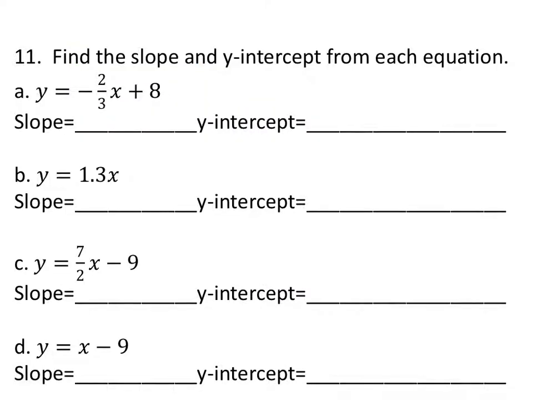Number 11, find the slope and y-intercept from each equation. The slopes are all the coefficients of x. So it's just the number that's being multiplied by x, which in this case is negative 2/3. That is the slope. The y-intercept. One mistake we see often on the test is that people just put 8, but I have to take points off for that, okay? Because the y-intercept is an ordered pair. It's (0, 8).